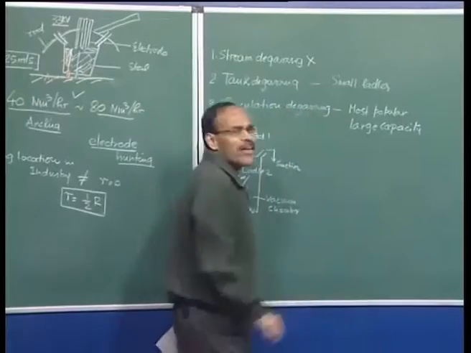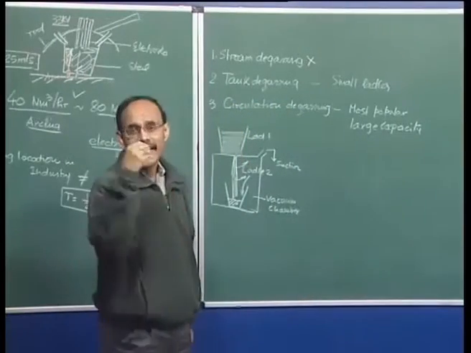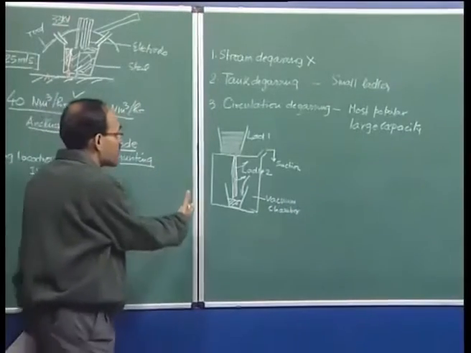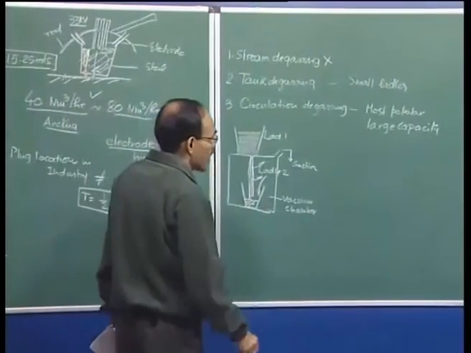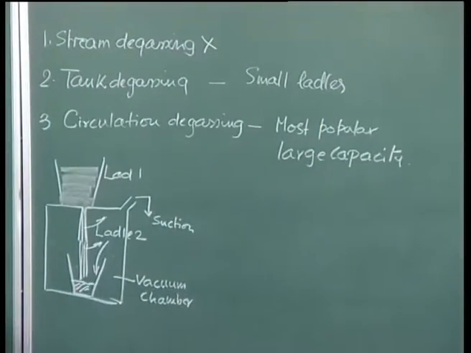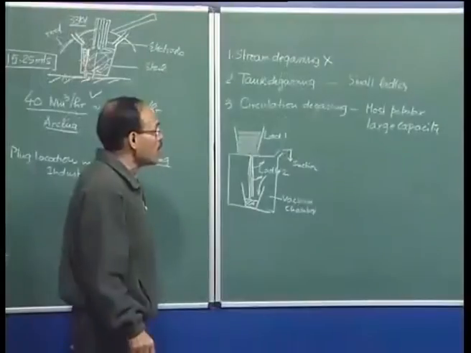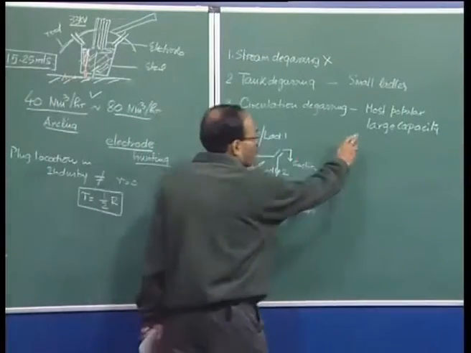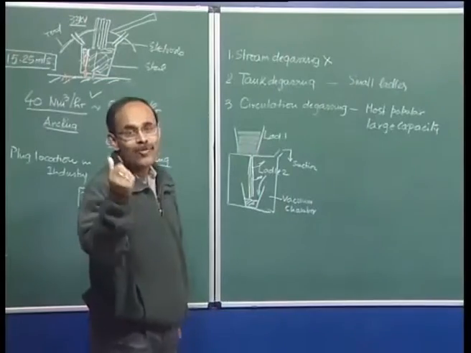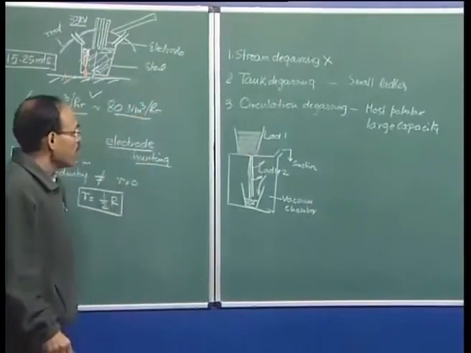But the principle everywhere is the same: increase surface area, and subject it to a low pressure system, and that is how you are going to eliminate the gas phase itself. The efficiency of circulation degassing is the highest, and that is why it has become more popular, and it is widely accepted for larger capacity ladles, because the capital investment in circulation degassing is very heavy.